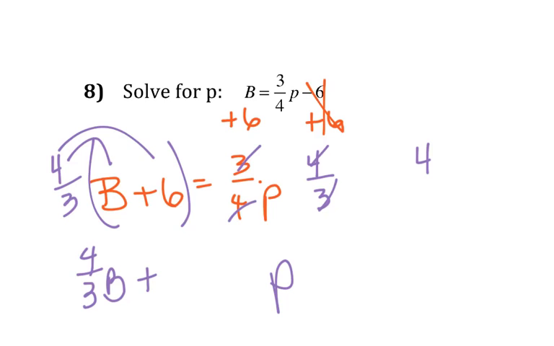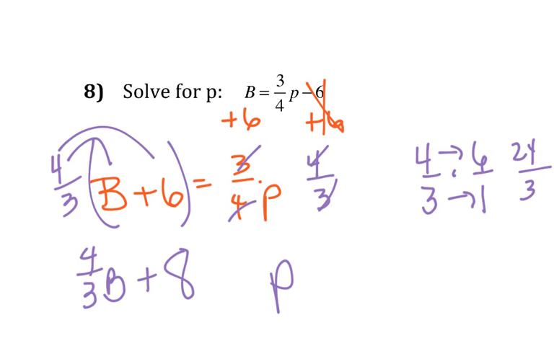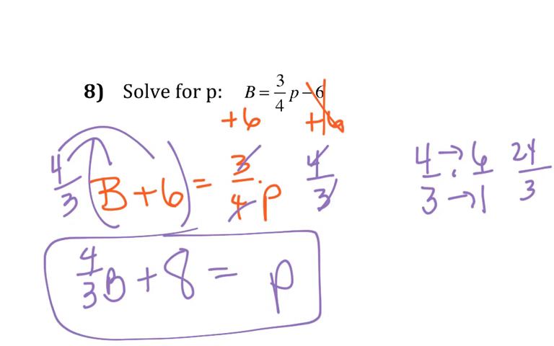Okay, without your calculator, 4/3 times 6 over 1. 4 times 6 is 24. 3 times 1 is 3. 24 divided by 3 is 8. And that's your answer.